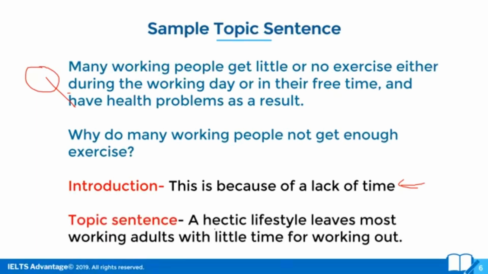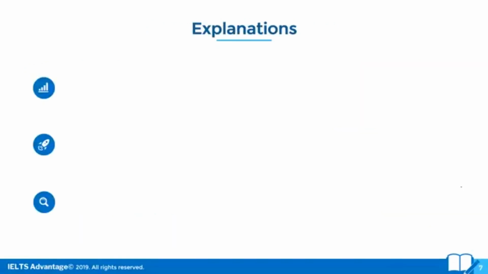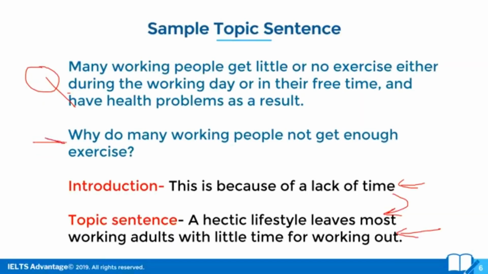And our topic sentence would say something like, we would paraphrase the question: a hectic lifestyle leaves most working adults with little time for working out. So this is our topic sentence. This is our argument. Okay, this is our main idea. This is our position on this question. So to answer this question, this is our topic sentence, and this would come in our first main body paragraph.